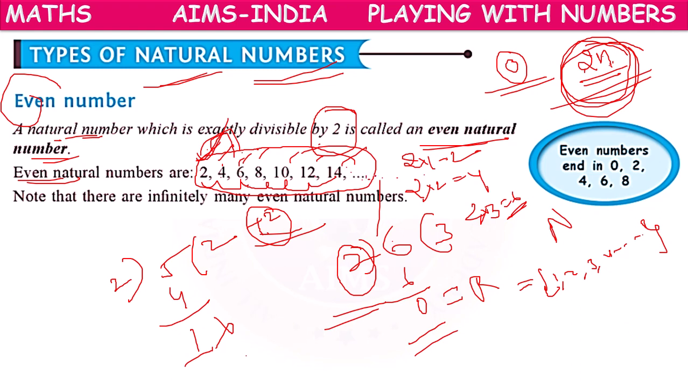So actually, how many even numbers are there? Like this, they will go on continuously up to infinity. So there are infinitely many even natural numbers.